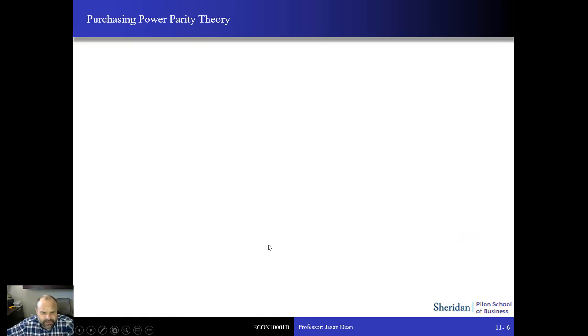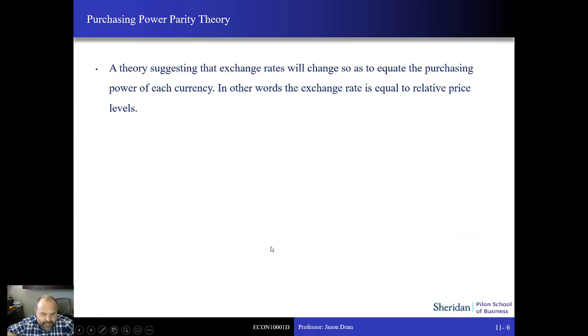Okay, so now we're going to talk about this concept called purchasing power parity. So this is a theory that suggests, and think of it as a benchmark. We're not going to always think that it's really true in the real world, but it's a benchmark. So it's a theory that suggests exchange rates will change so as to equate the purchasing power of each currency. In other words, the exchange rate is equal to relative price levels. Think of shopping on Amazon.